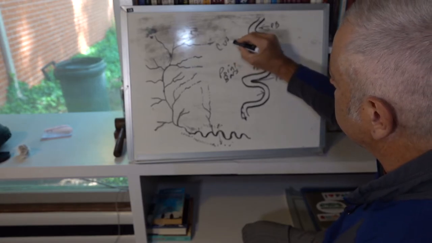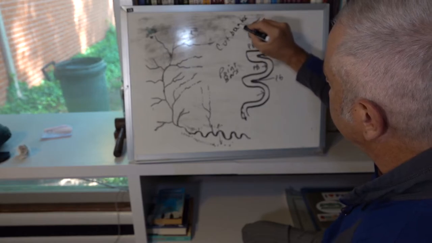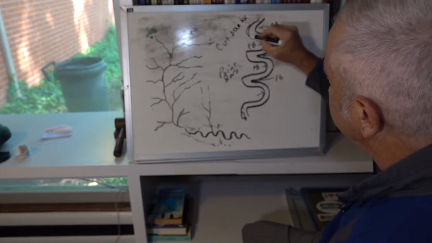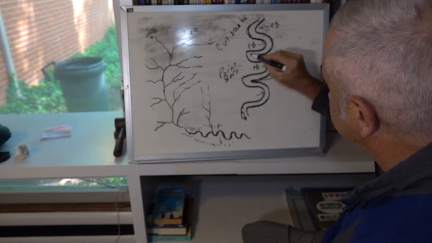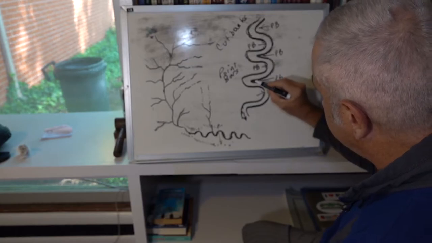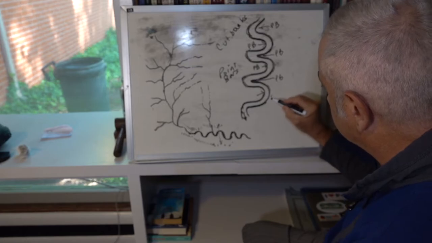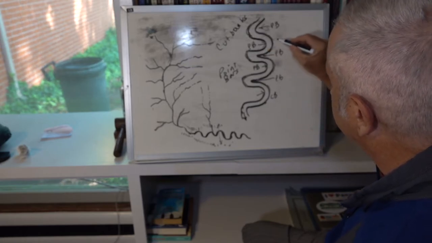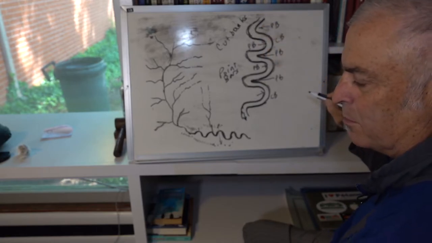The other side, of course, you have more erosion going on there. And those are called the cut banks. So here's a cut bank over here. Here's a cut bank over here. Here's a cut bank over here. Cut bank over here. Cut bank over here. And here. So, yeah, cut bank. I'm not going to add all these things in here, but you get the idea. Point bars are opposite of the cut banks.